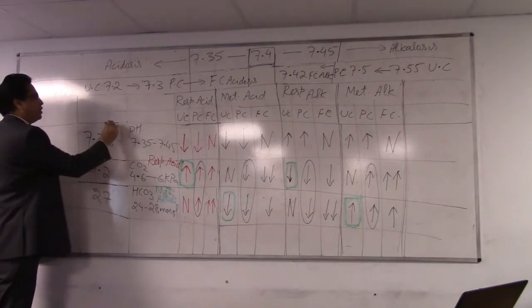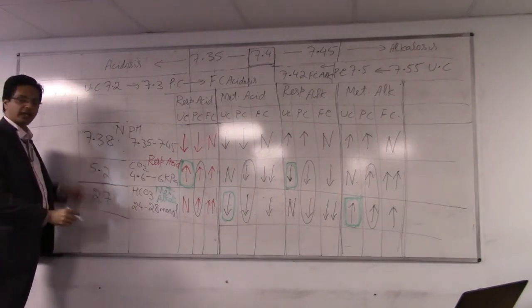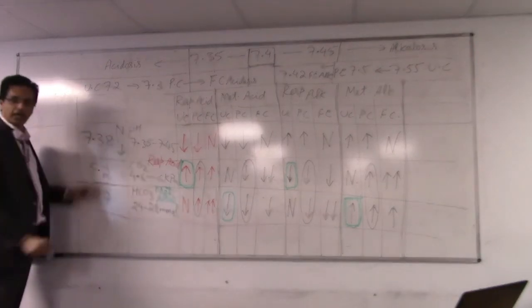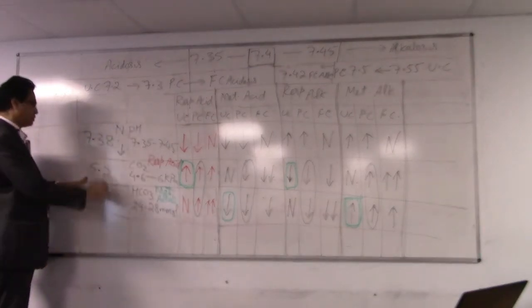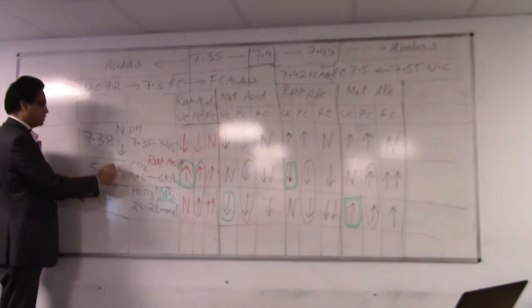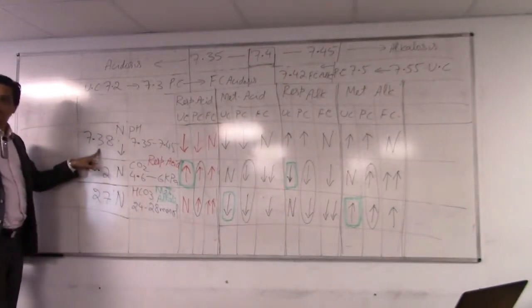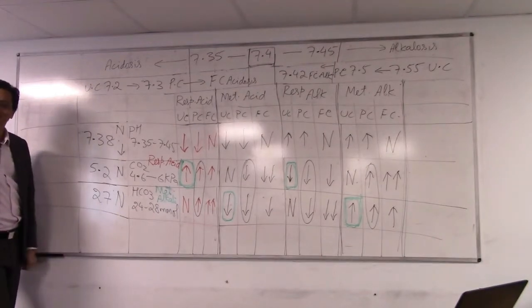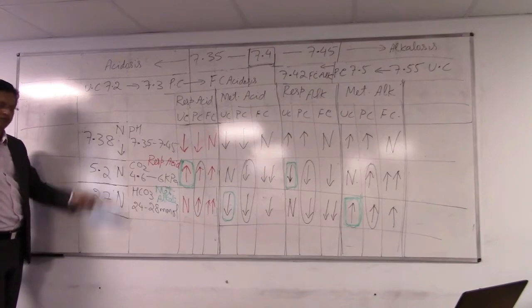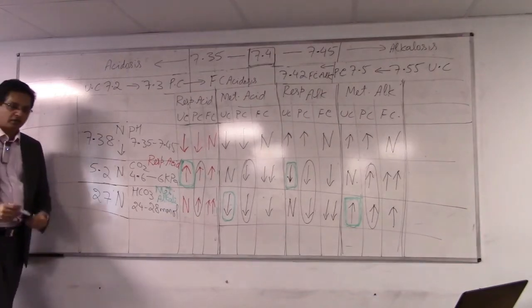7.3 is either normal or fully compensated acidosis. Arrow below. So, carbon dioxide is? Normal. Bicarbonate is? Normal. So, fully compensated? No. This is a normal ABG. Are you okay now? Yes. Okay, sir.